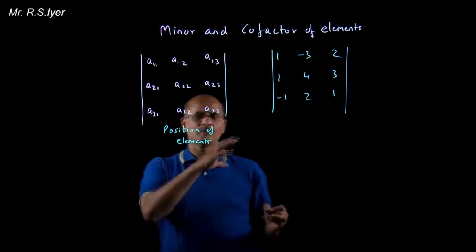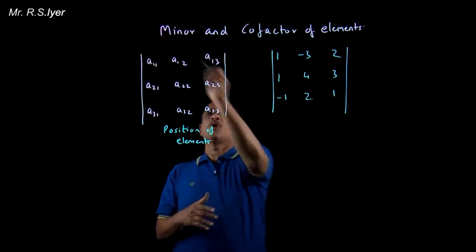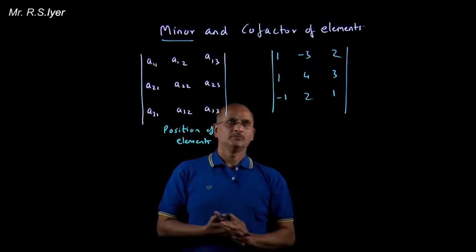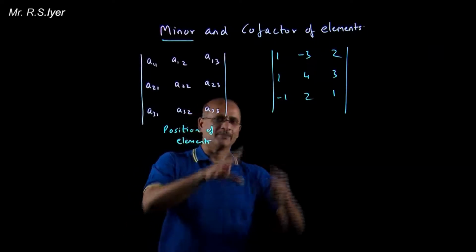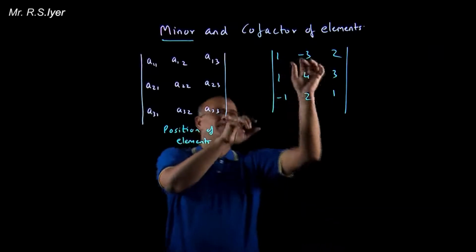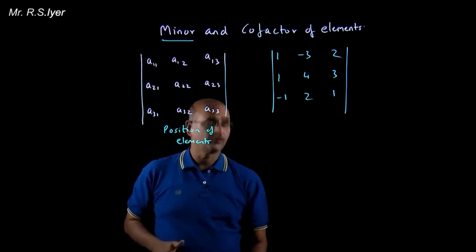Now I am going to explain what the minor of an element is. I will take 4-5 examples. I need not do it for every element, but for every element you get a minor. Now how I get the minor, that is what we are going to see.